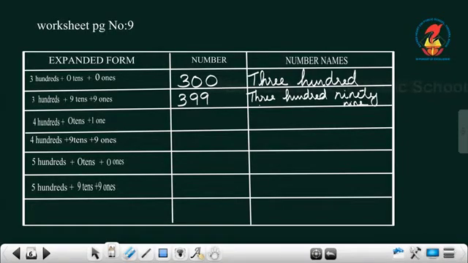399. 400 plus 0 tens plus 1 ones. How will you write? In hundreds place we have the number 4, in tens place we have the number 0, and in ones place we have the number 1. 401. How will you write this number? 401. Got it?